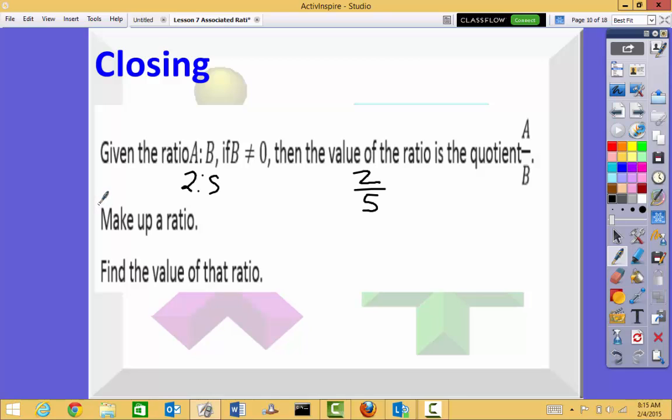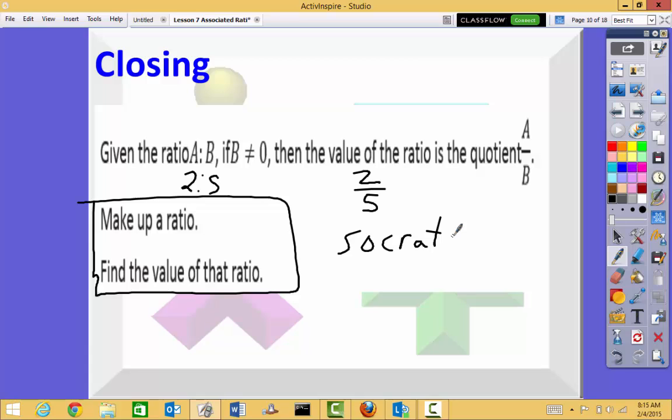All right, for your exit ticket, I would like you to make up a ratio on Socrative and then tell me the value of that ratio. When you're typing on the computer, to tell me the value of that ratio, you're going to use what's called the slash. So for example, you cannot use this example, but you may use another. My ratio is 4 to 5, so I would type that in. Then I'm going to find the value, so I'm going to put 4/5.